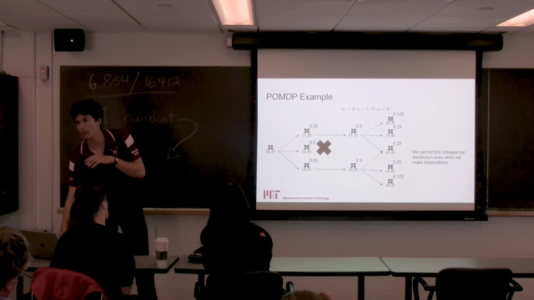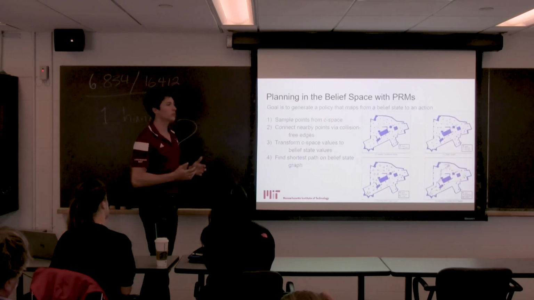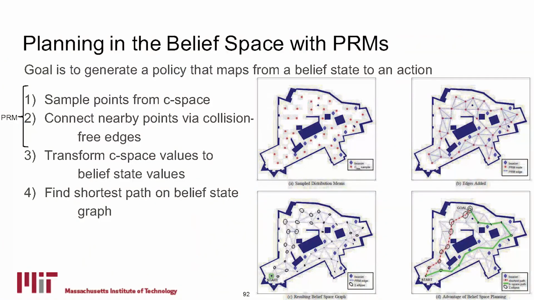So I'm going to talk about a general class of algorithms. A lot of planners in POMDP land, in the belief space, plan with probabilistic roadmaps, PRMs. Right? The goal is to generate a policy that maps from a belief state to an action. And I'm going to go into a little more later what a belief state is.